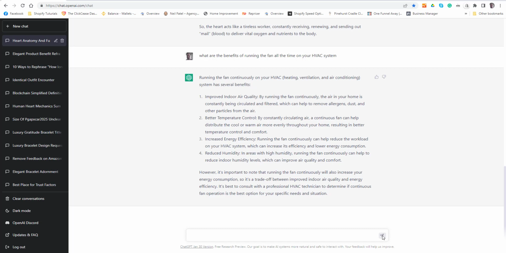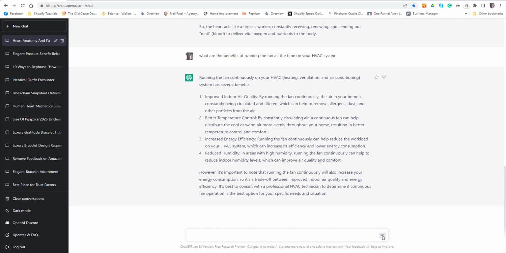So let's go ahead and read a couple more of these. Increase energy efficiency. This is the third point. Running the fan continuously can help reduce the workload on your HVAC system, which can increase the efficiency and lower the energy consumption. There's a note at the bottom. It says, however, it's important to note that running the fan continuously will also increase your energy consumption. So it's a trade-off between indoor air quality and energy efficiency. It's best to consult with a professional HVAC technician to determine if continuous fan operation is the best option for your specific needs and situation.